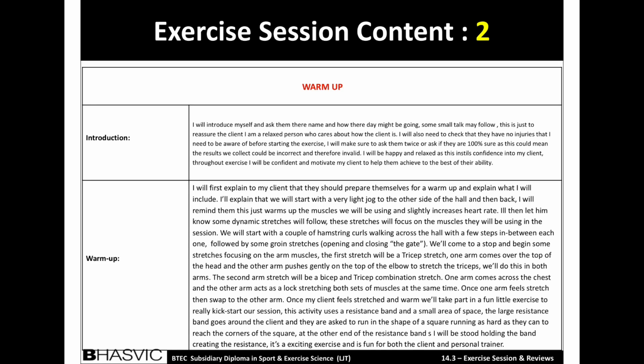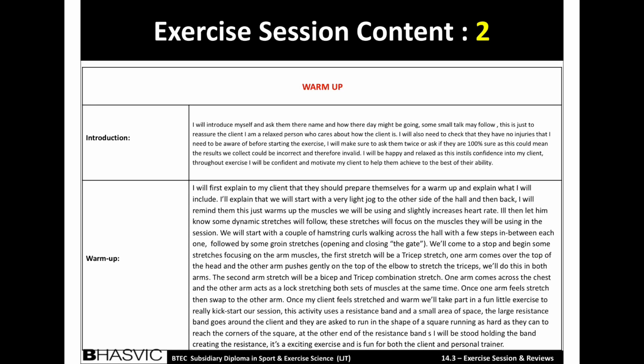I'll make sure to ask them twice and ask if they're 100% sure, as this could mean the results we collect could be incorrect and therefore invalid. I will make sure I'm relaxed and happy, as this instills confidence into my client. Throughout the exercise, I will be confident and motivate my client to help them to achieve the best of their ability.